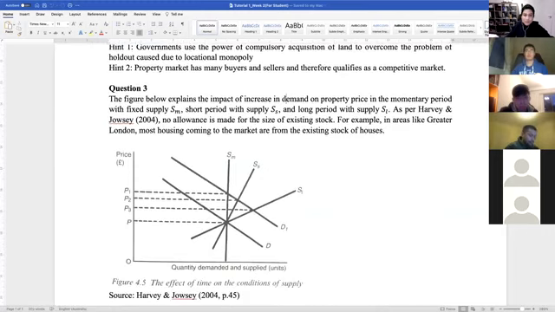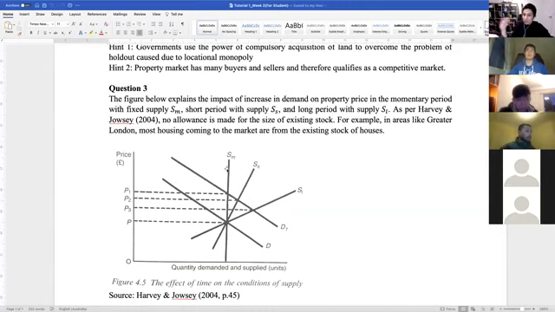Yeah, so in this figure, Howie and Josie are trying to explain the impact of an increase in demand on property prices in 3 different time periods. SM is the time period in that particular moment.